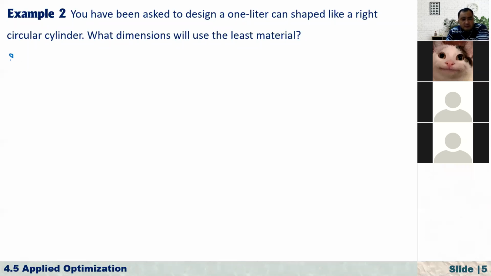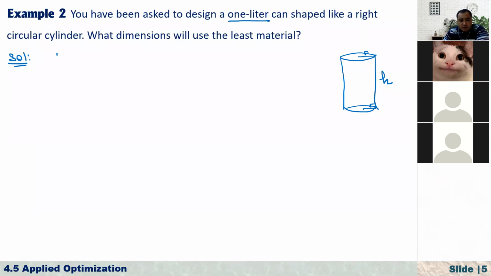That is another problem from our daily life situations. We are asked to design a 1-liter container, which is in the shape of a cylinder, right? For the cylinder, we have two important dimensions here. Number one is its radius, r, and its height, h. And it says that the volume must be 1 liter.